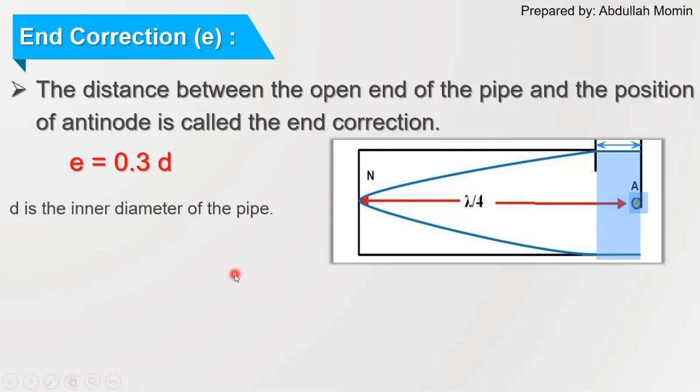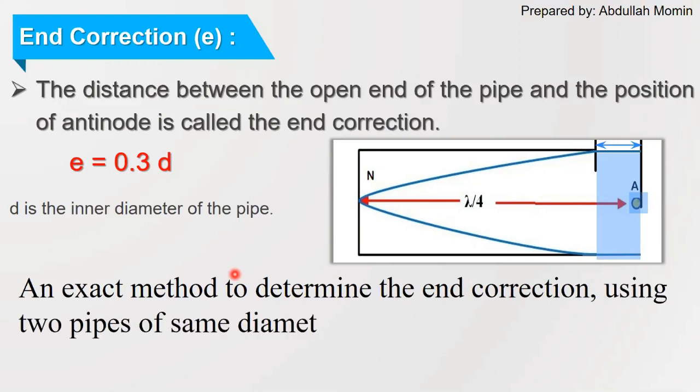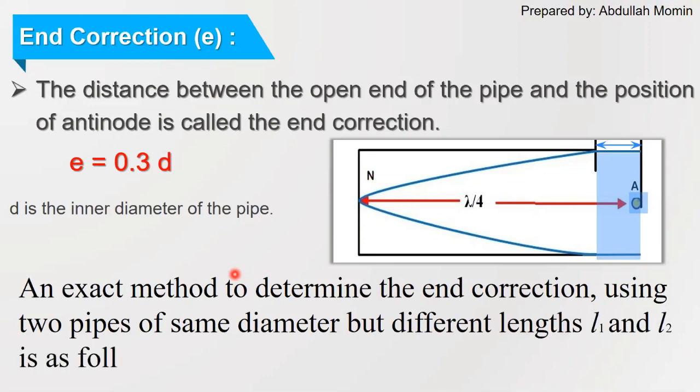Now what we are going to study in this topic is to derive the exact method to determine the end correction using two pipes of the same diameter but of different lengths, that is small L1 and L2, as follows. So basically we are going to use two pipes which have the same diameter but their lengths are different.